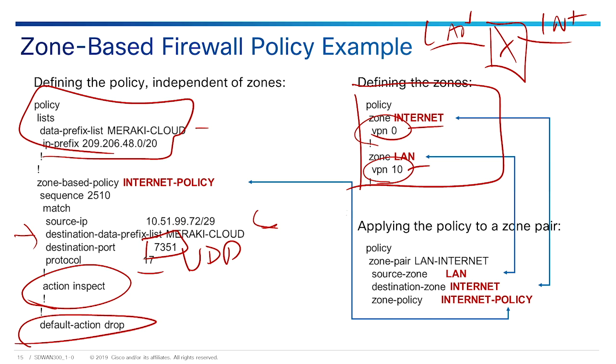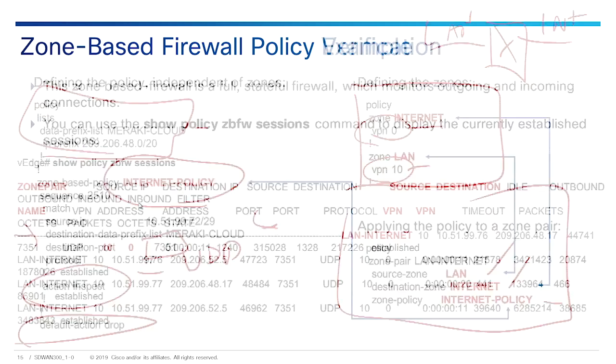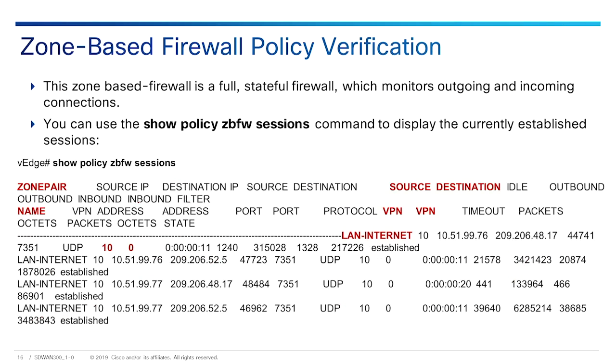And then here's applying the policy of the zone pair. Source zone, destination zone, and the policy we created right here. Okay? So, unlike the application firewall we discussed before, which is not, the zone-based firewall is a full stateful firewall.